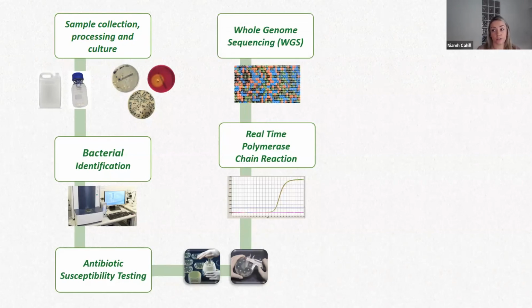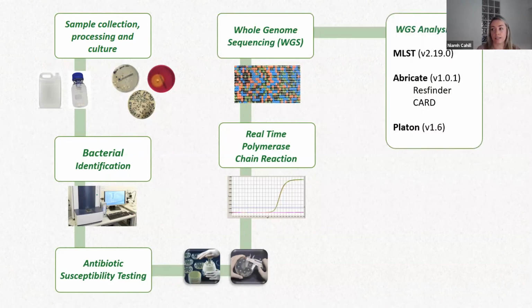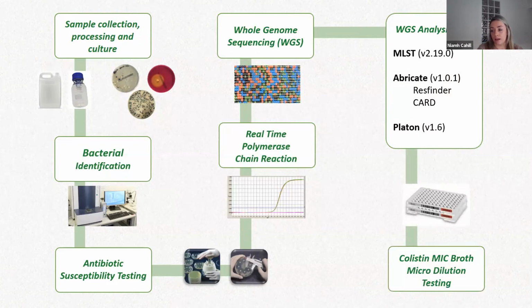A selection of isolates were sent for short-read sequencing, and then a variety of different tools were used for the analysis of this data, which I will mention again shortly. Then any of our isolates that were positive for MCR genes underwent colistin MIC broth microdilution testing. This was basically to determine if they were resistant or susceptible to this particular antibiotic.